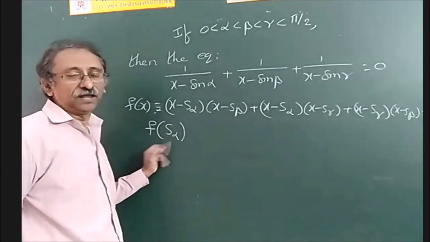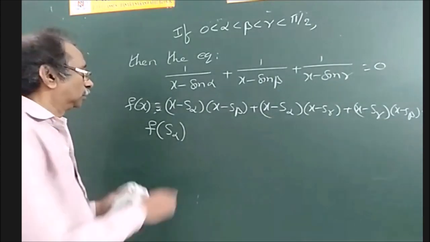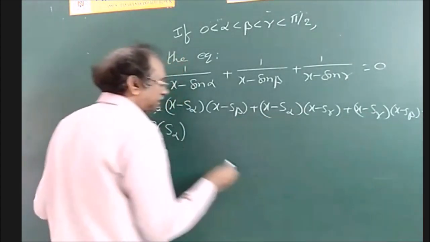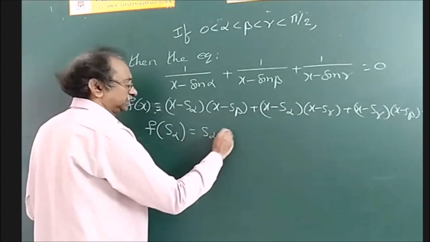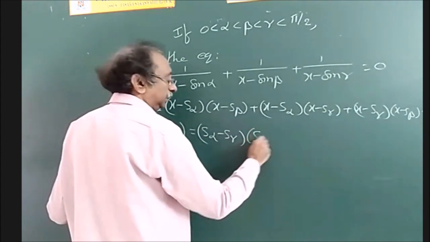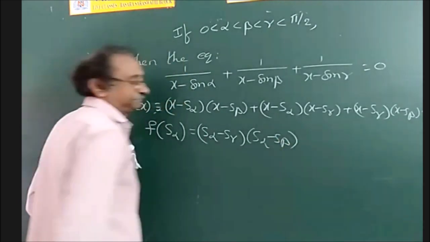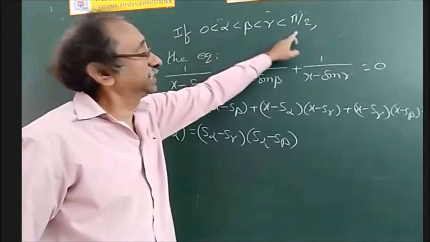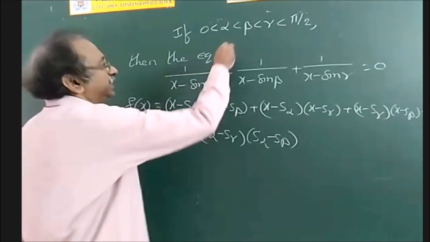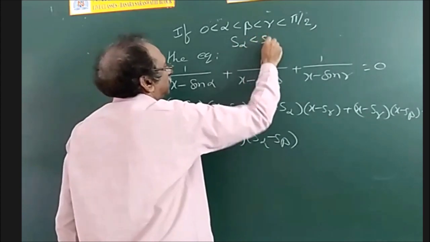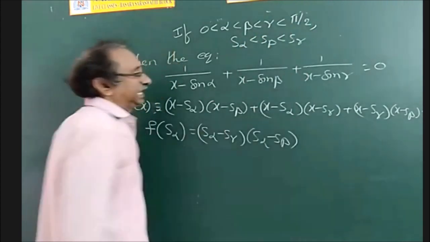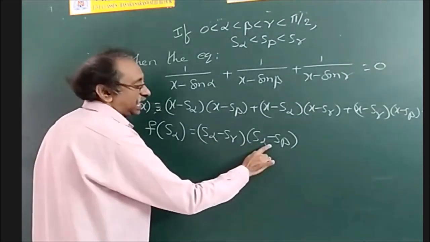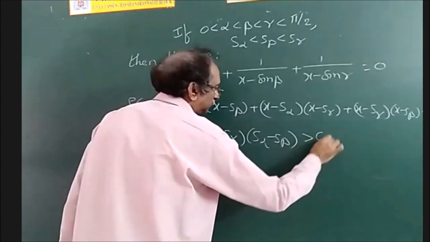So f of sin alpha. Okay, so see this one, this is 0, and what is that? Sin alpha minus sin gamma into sin alpha minus sin beta. It's given that alpha less than beta less than gamma are all in the first quadrant only. In the first quadrant, sine is increasing. So sin alpha is less than sin beta is less than sin gamma. And therefore, you can understand that this is negative and this is negative. Negative into negative, it is positive.